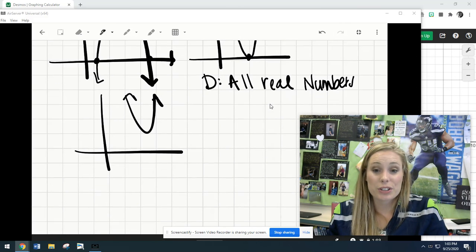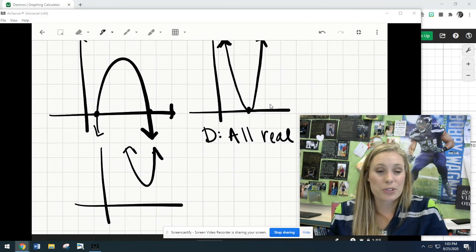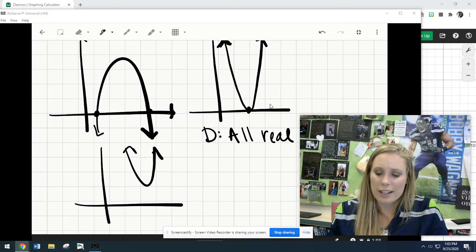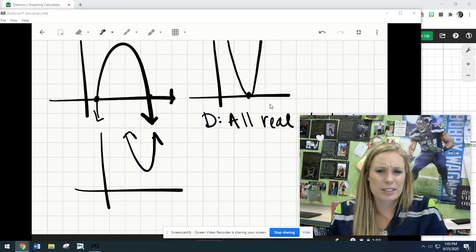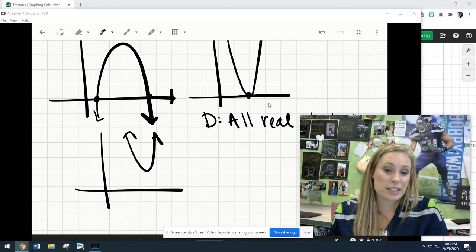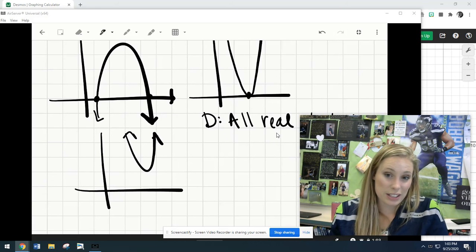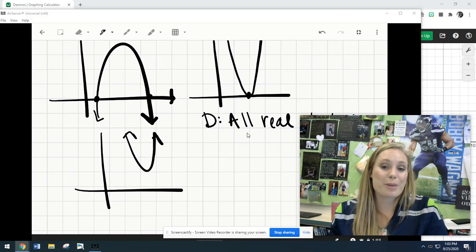So what I would like you to do now is go on to Desmos, graph a bunch of quadratic functions, and see if you can make any conjectures, see if there are any similarities or differences that you see. Play around, experiment, and have fun.